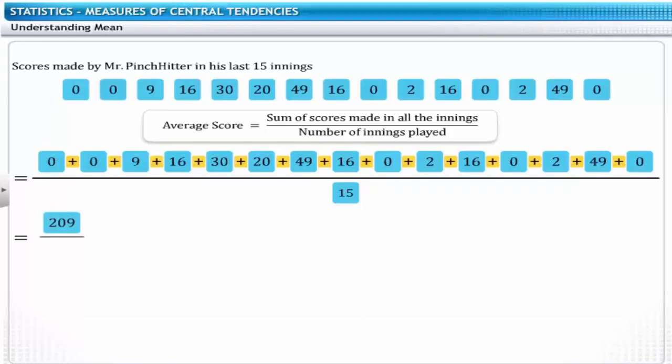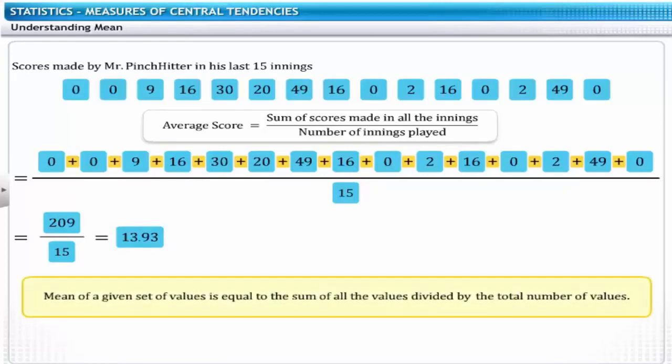Dividing this total by the number of innings, that is 15, we get his average score in 15 innings as 13.93. The average score of Mr. Pinch Hitter also represents the mean of the scores made by him in the last 15 innings.